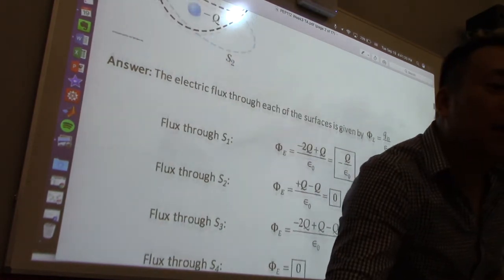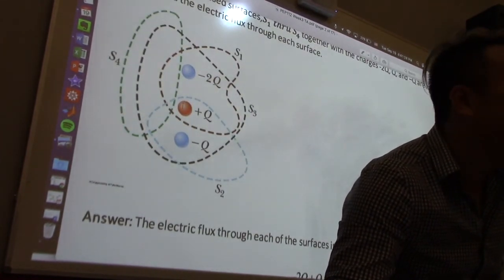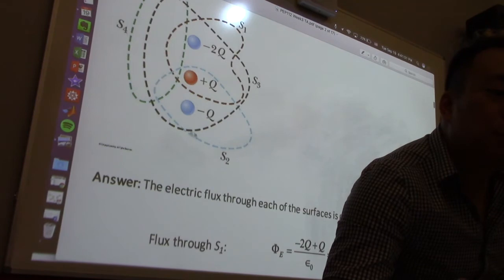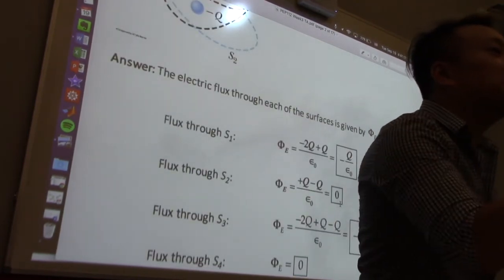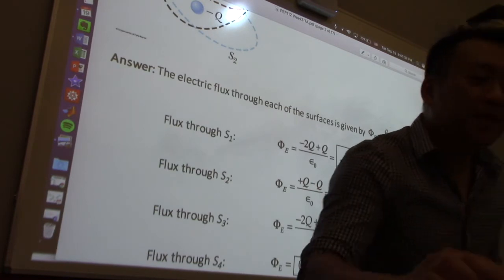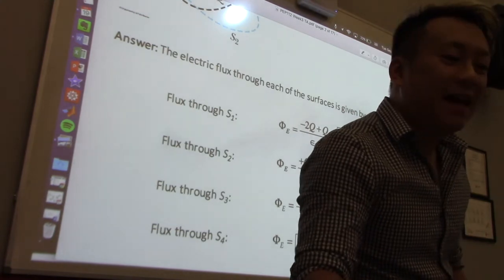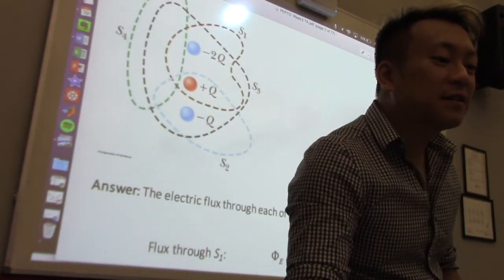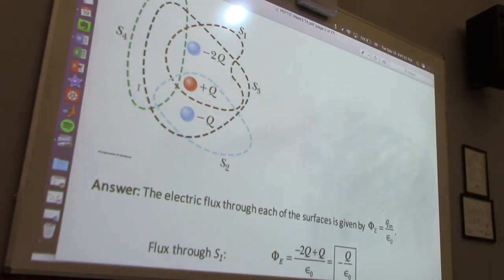See? Look at S1. S1 encloses this charge and this charge. S2 encloses the positive charge and the minus charge. See this blue circle? That's why the flux through that surface is 0. And S3 is enclosing all 3 of them, so you just add them up together. And the 4th one, it's 0. Why? Because look at this surface. It's enclosing no charge. No charge is inside that surface.